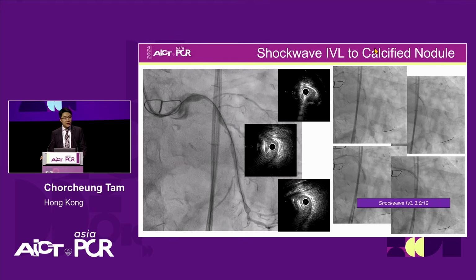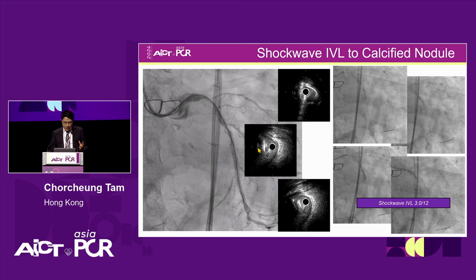Right? But afterwards, what can we do? The stalled burr, what can we do? Should we do another burr again? Should we step down, step up the burr? Should we do orbital? But what we can do is use imaging. After the balloon, we can now pass the IVUS to the circumflex.